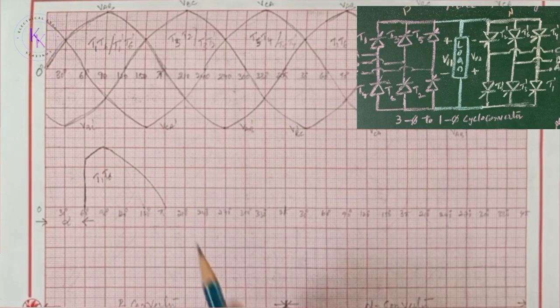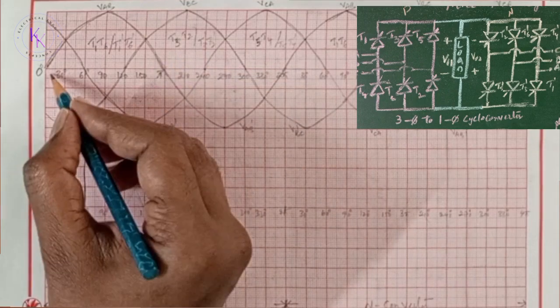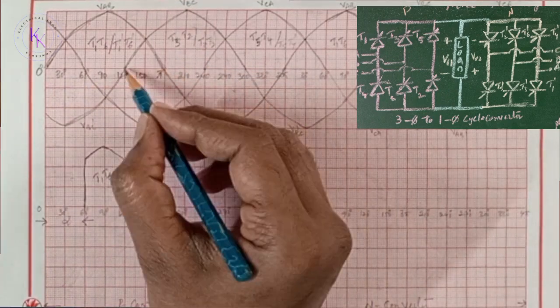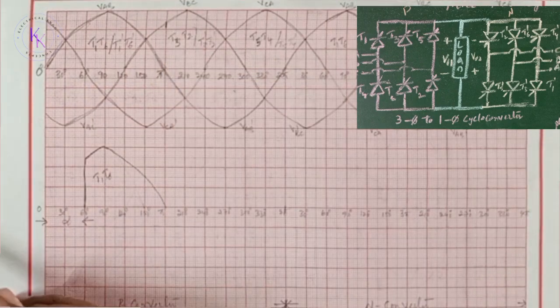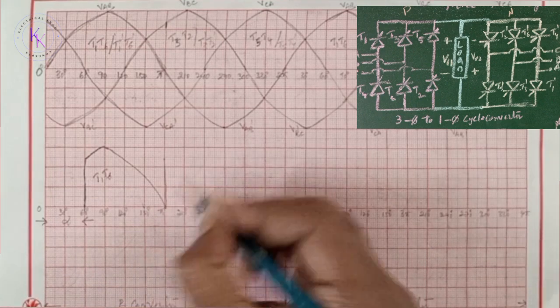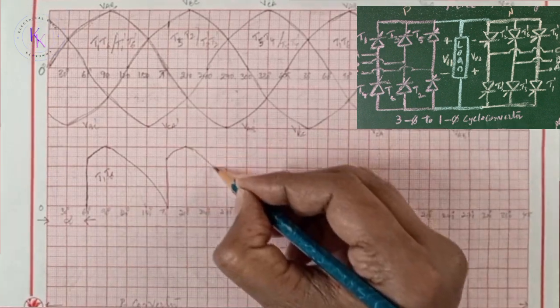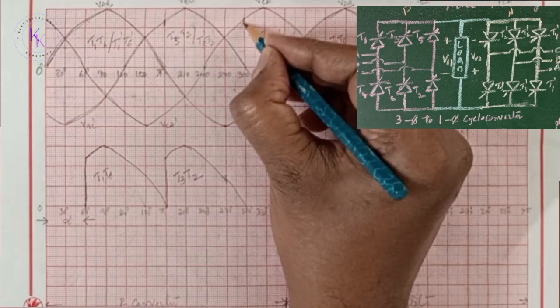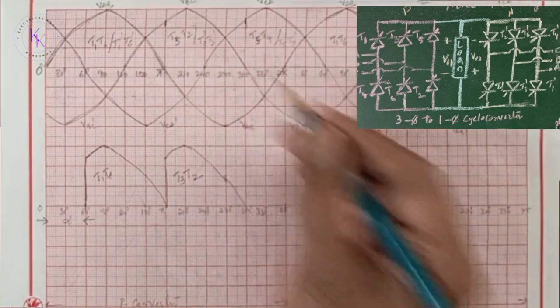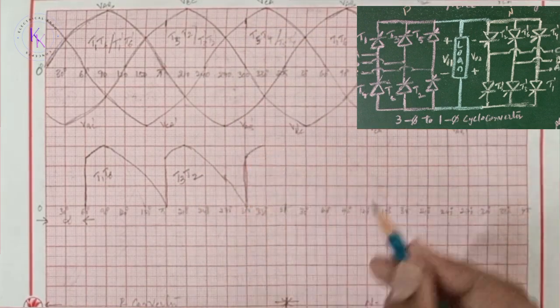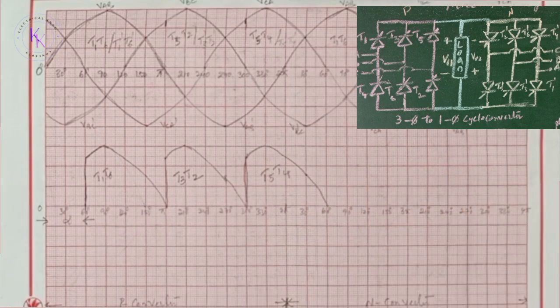Now, again at alpha, I have taken that 60 degrees, then I'll take 60 degrees from here. T3, T2 for VBC can be turned on. Again, here I can turn on VCA after 60 degrees. We got half of the cycle.